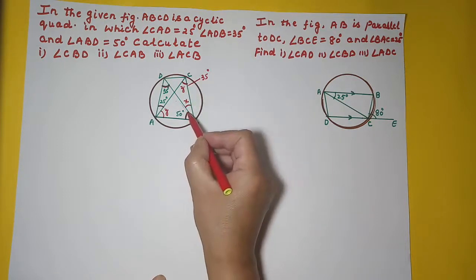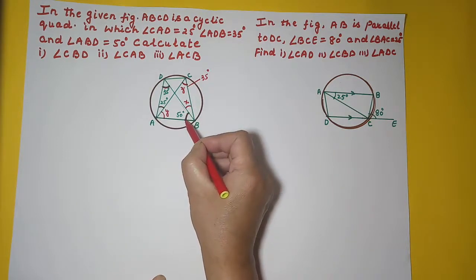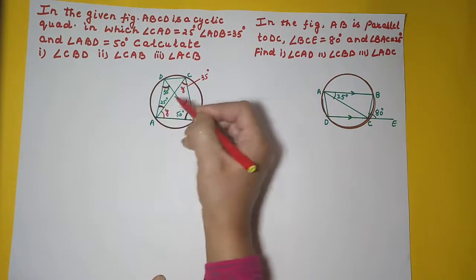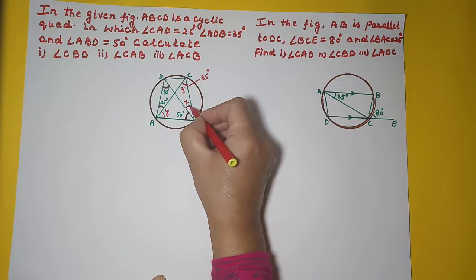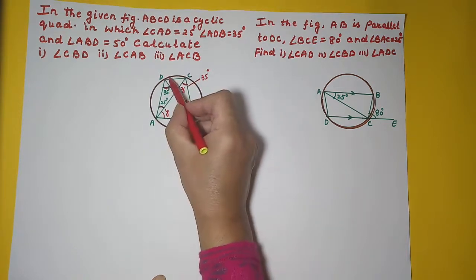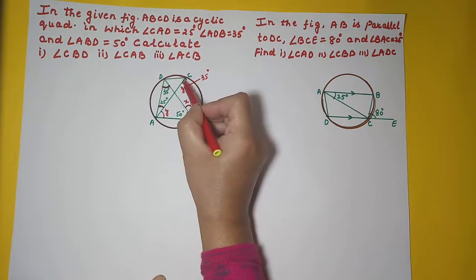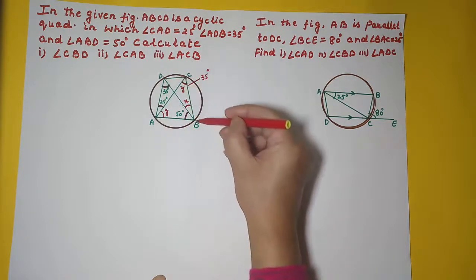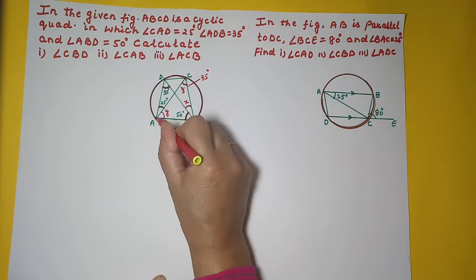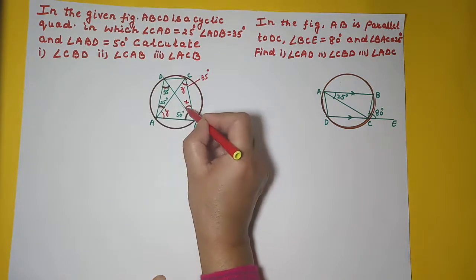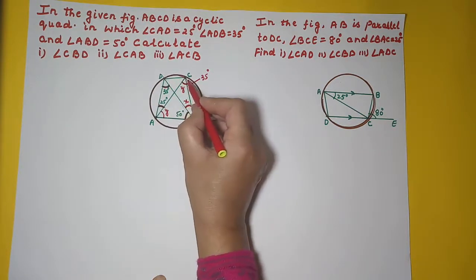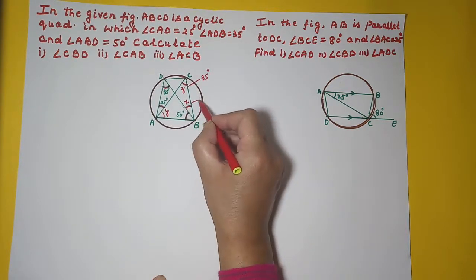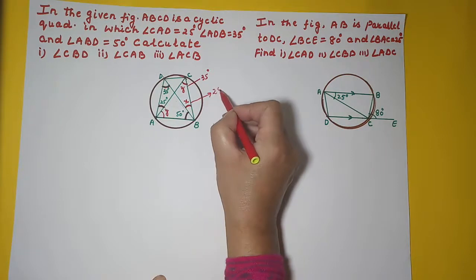Let's look at this angle. This is 50, right? This is 25. Now if this is 25, this will also be 25. Why? Because arc DC subtends angles CAD and DBC at the circumference. These two angles are made by the same arc DC. So angle X is also 25. So we got this as 25.